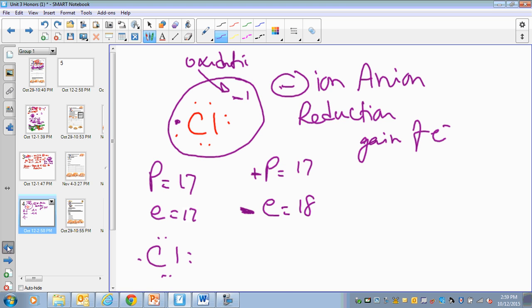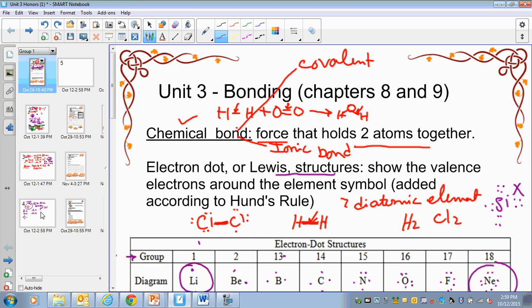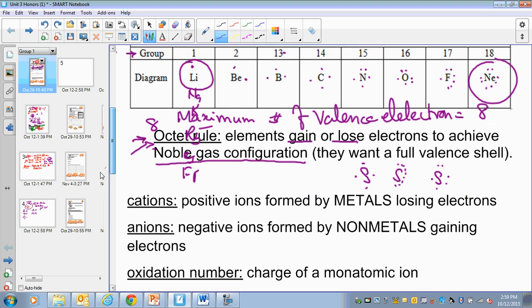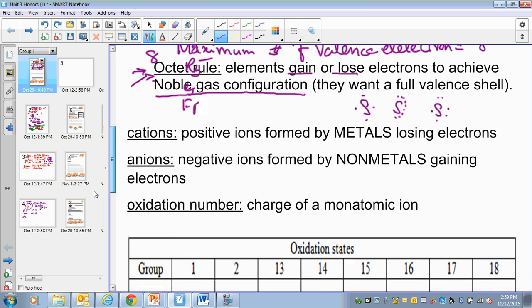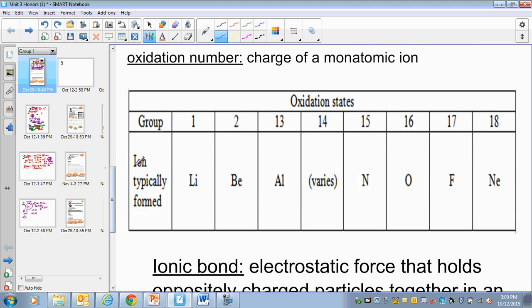So hopefully you understand what a cation and an anion are, and how they are formed. These are the 2 types of ions. It is based on valence electrons. Anybody who has fewer valence electrons is going to lose, and more is going to gain. So here are all the definitions. Charge of the monatomic ions. Lithium is always going to be positive 1. Everybody in group 1 will be positive 1.